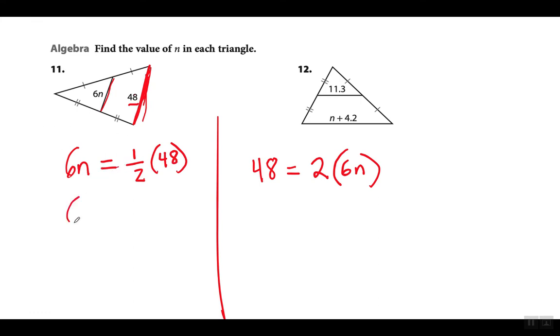All right, so if I do it this way, 6n equals half of 48, which is 24. And now n equals 24 divided by 6. By the way, to get half of a number, just divide it by 2. I know that's common sense, but just in case anybody needs me to say that.